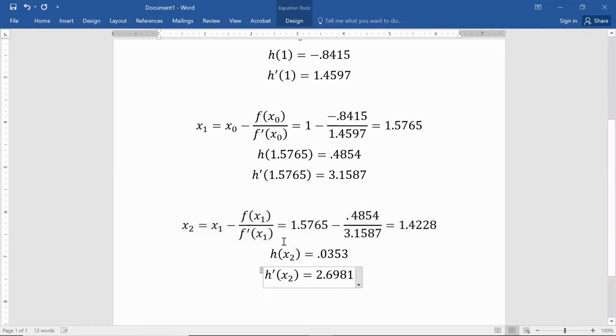Again, I'm trying to mix up the notation here. I'm plugging in the number 1.5765 instead of calling that x1. You could have also, instead of calling this x2, plugged in 1.4228. We see we're getting closer to 0 here, but we're not there yet. So let's do another iteration.